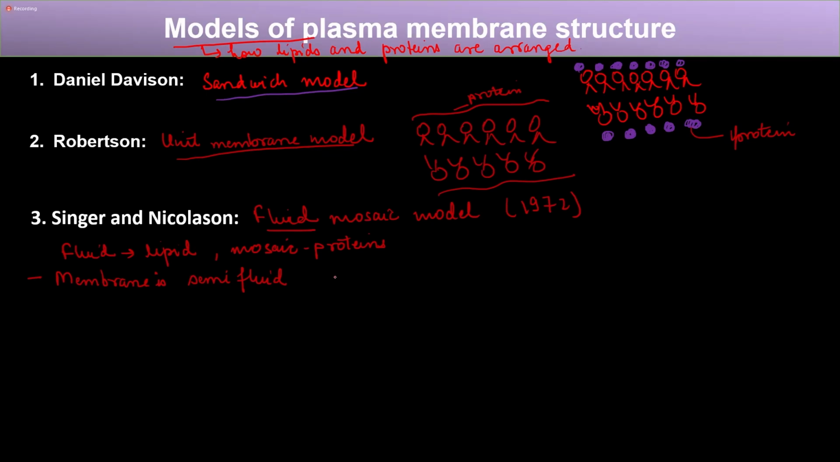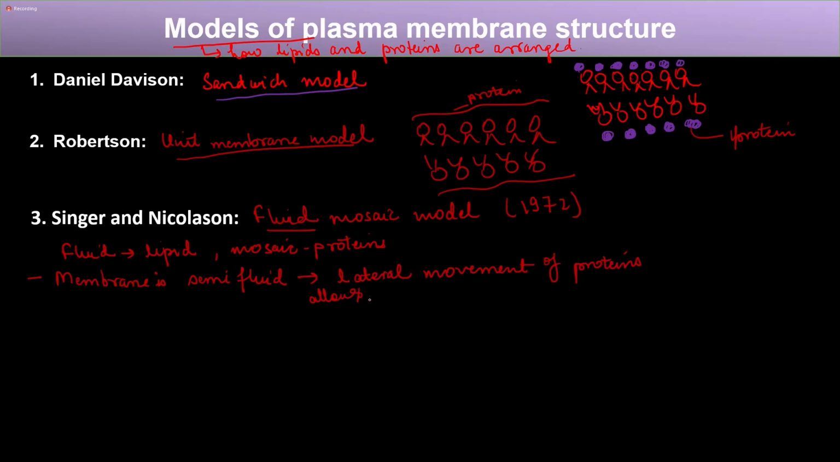Because of this lipid, it allows the movement of the proteins. Because of this semi-fluid nature, the proteins present in the membrane can move. But how do these proteins move in the membrane? They move by lateral movement. So the membrane is semi-fluid, in which proteins move laterally.